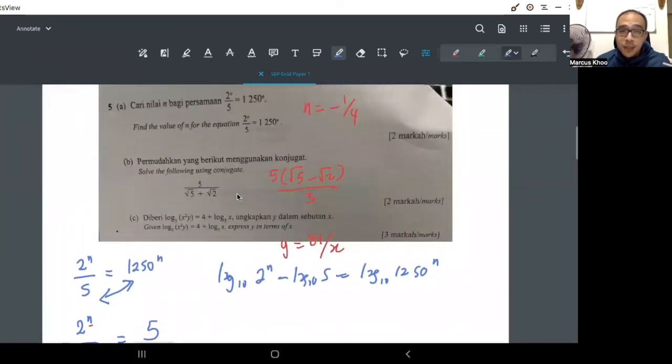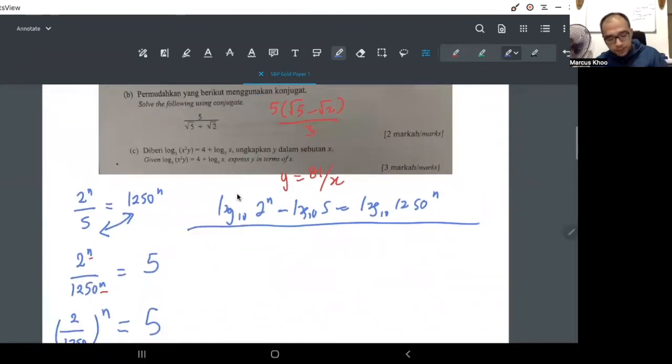Okay. B, solve the following using conjugate. When we say conjugate, it means we're going to rationalize the denominator. So we have 5 over root 5 plus root 2. Okay, how do we conjugate this? We multiply with root 5 minus root 2.